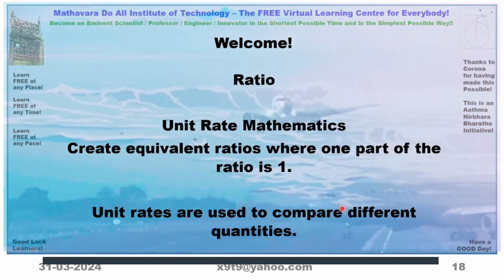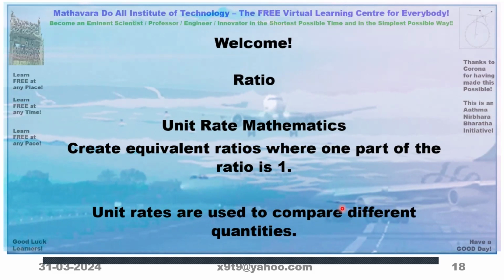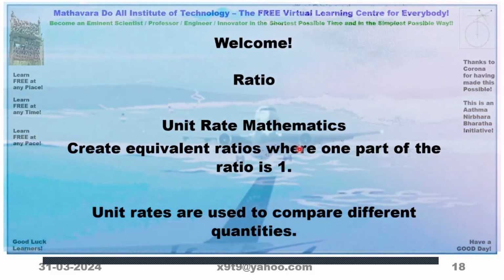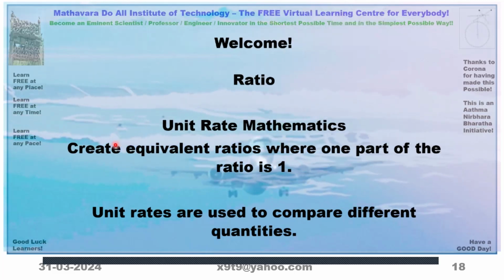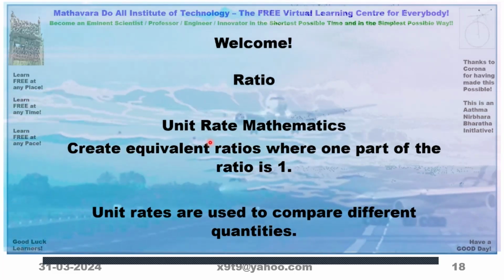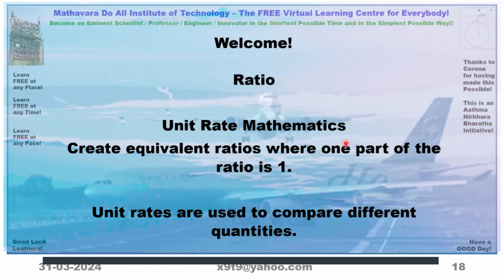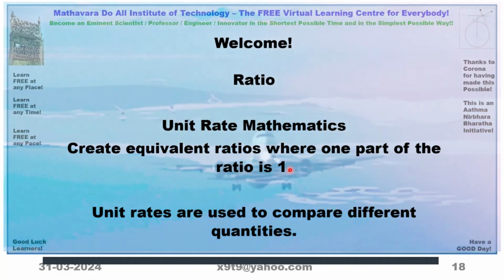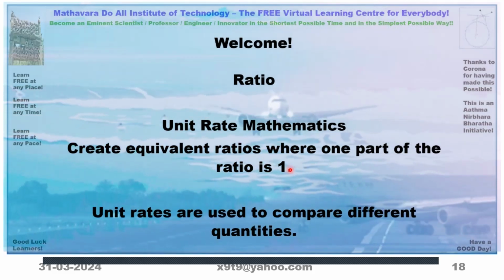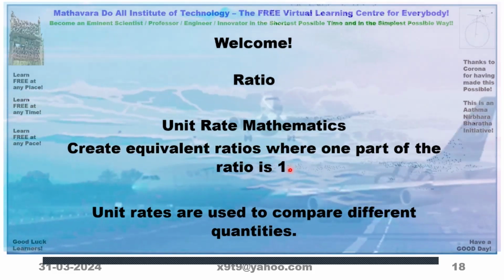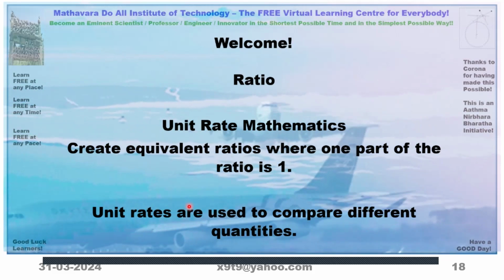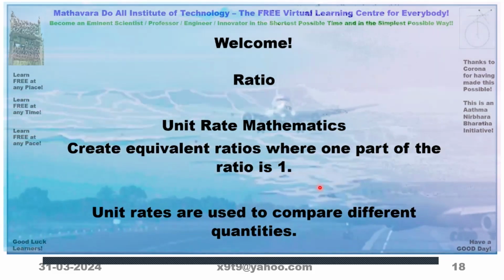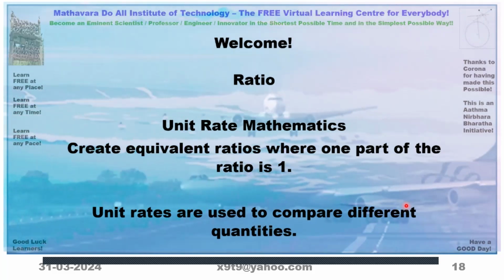Now, there is something called unit rate in mathematics. We can create equivalent ratios where one part of the ratio is 1. That means instead of writing A to B, it may be like 1 to B. So unit rates are used to compare different quantities.